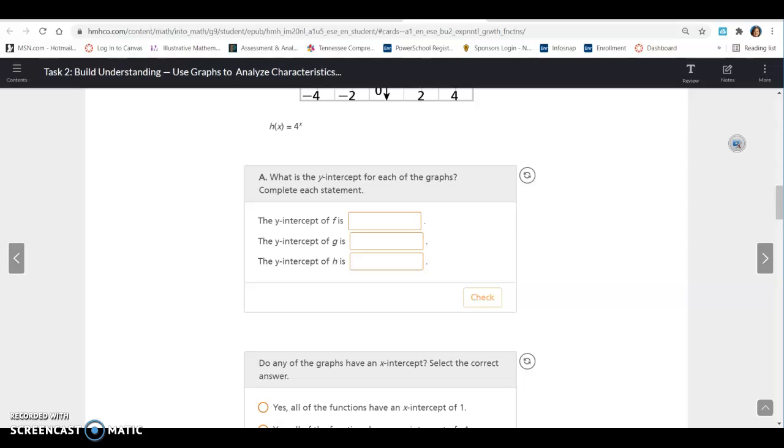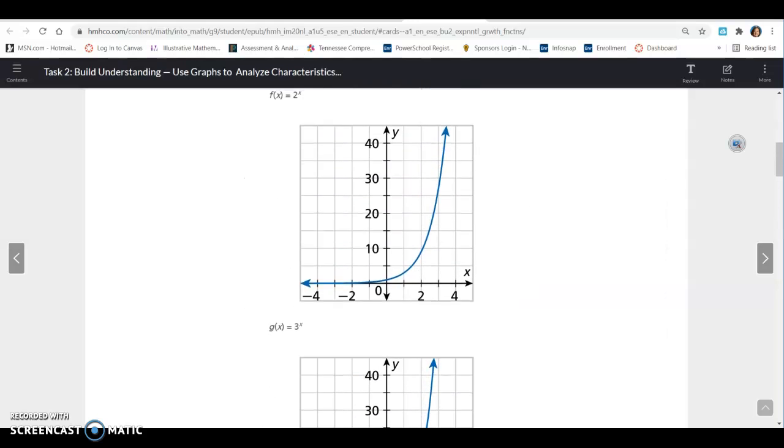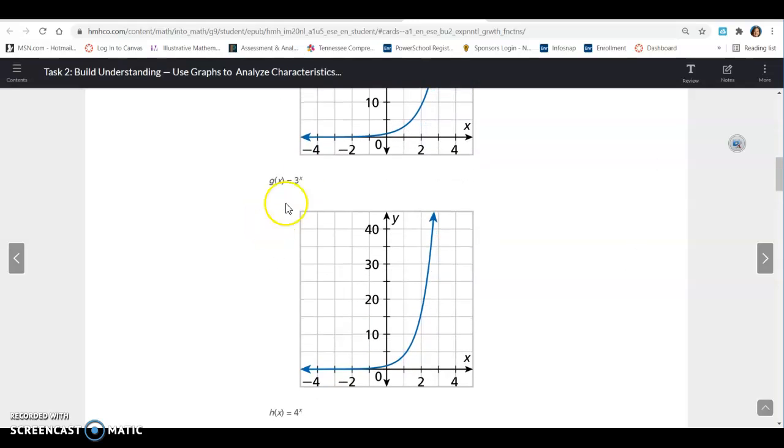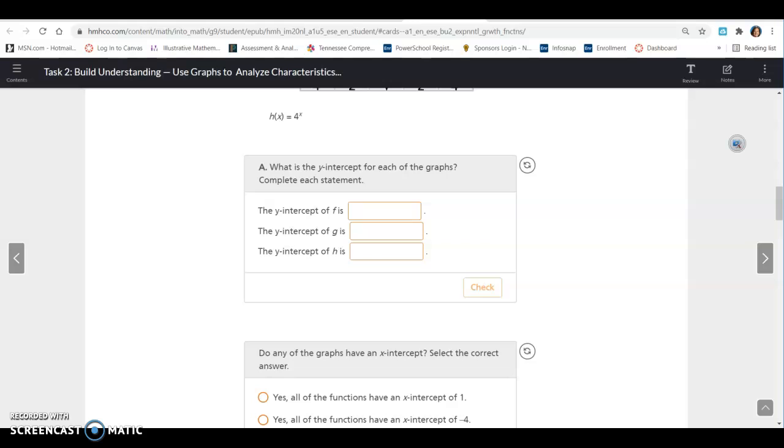What is the y-intercept for each of the graphs? If you plug in 0, 2 to the 0 power is 1, 3 to the 0 power is 1, and 4 to the 0 power is 1. So all of these have a y-intercept of 1.